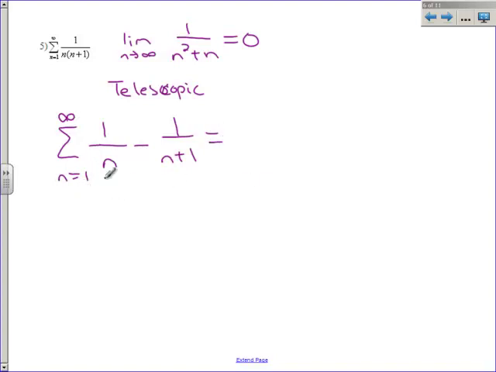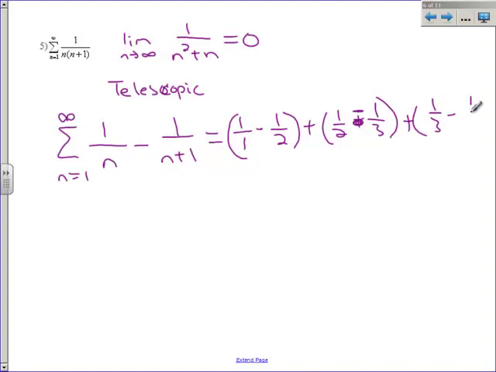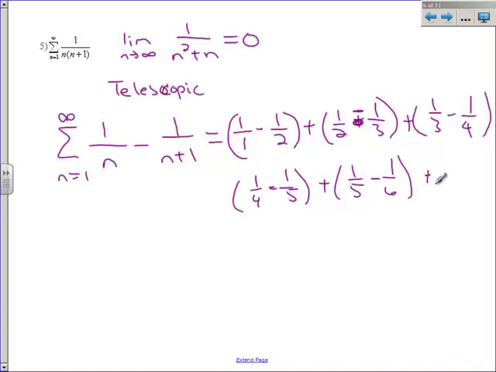If we plug in 1 for n, I'm going to get 1 over 1 minus 1 half. Then, if we plug in 2 for n, we get 1 over 2 minus 1 over 3. Then if we plug in 3 for n, we're going to get 1/3 minus 1/4. And then if we plug in 4 for n, we get 1/4 minus 1/5. And I'm going to go one more, plus 1/5 minus 1/6. And it keeps going like this, but I want you to see what happens.